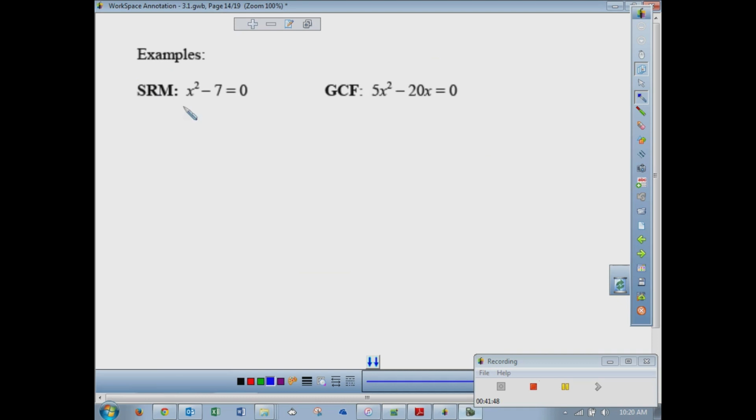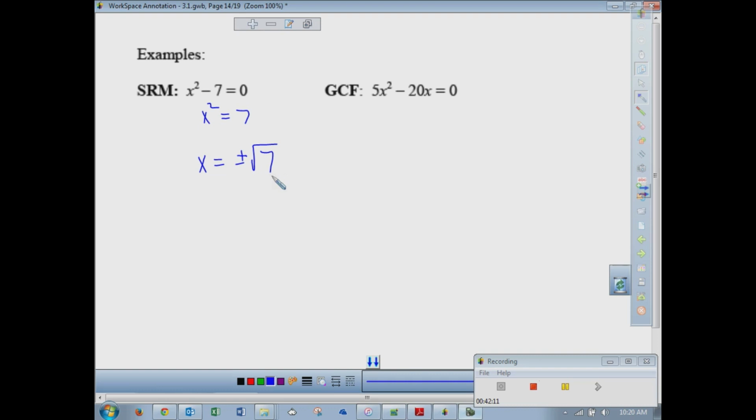Square root method. How do I know I can use the square root method? There are no x to the firsts. Would you agree? In this problem, there are no x to the firsts. Get x squared all by itself on one side of the equal sign. Wouldn't you have to add 7 to both sides? Right? Then to solve, since x squared is all by itself, square root. You have to realize that you get 2 answers though. 7 is not a perfect square, so I will just leave it as plus or minus the square root of 7.